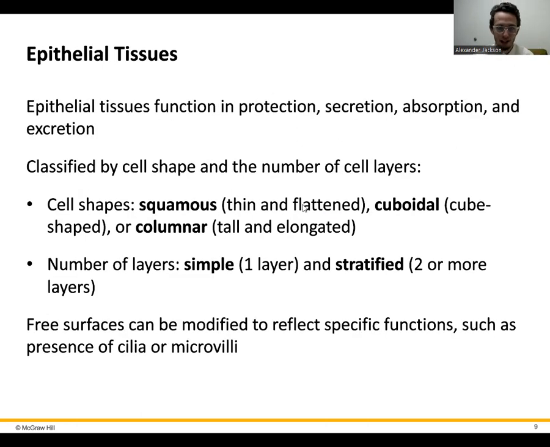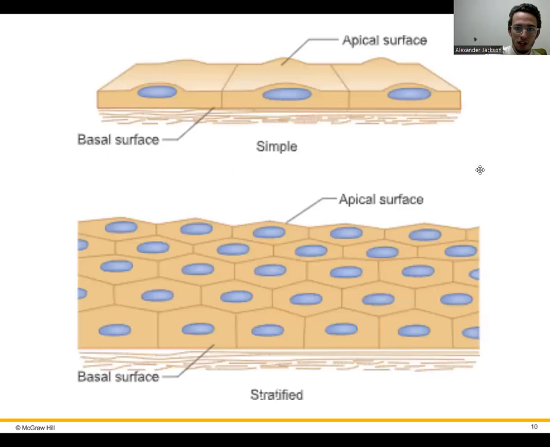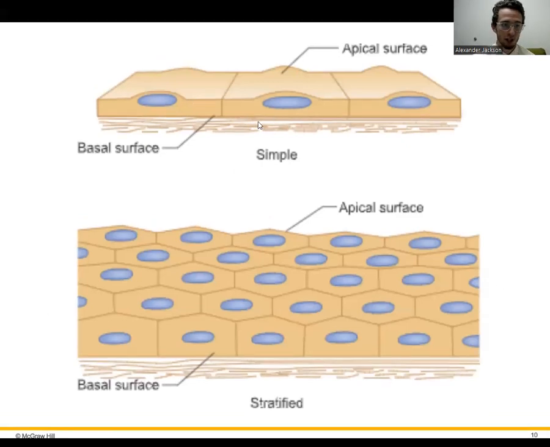And then secondly, we categorize epithelial tissue based on shape and based on layer. So shape and layer. So let me give you an example. This is simple squamous epithelial tissue. Okay, so let's point out some things. First off, it's simple. That means that there is one layer of cells. There's one cell, one cell, one cell.